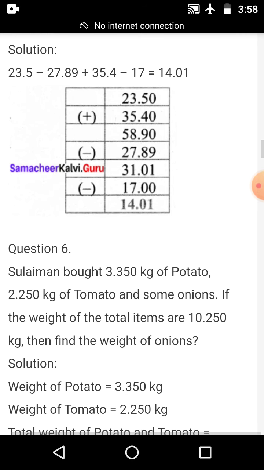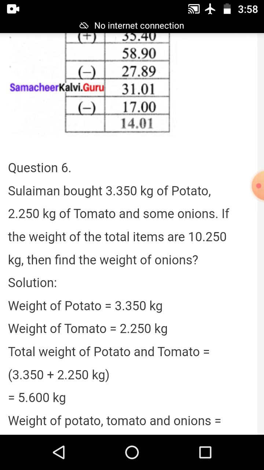Answer is 14.01. Okay, ma. See the question number 6. Sulaiman bought 3.350 kg of potato, 2.250 kg of tomato and some onions. If the weight of the total items is 10.250 kg, then find the weight of onions.